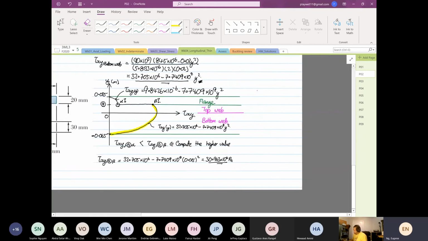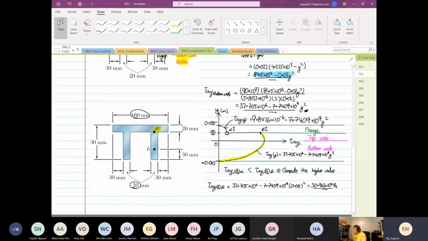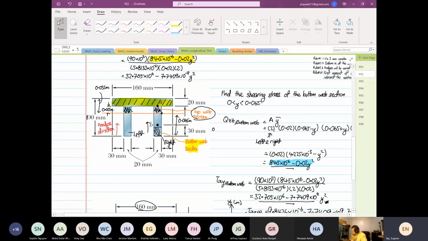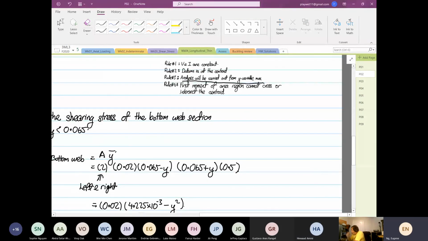Now, I don't have enough space, so I'm going to do this calculation based on the question: when you calculate Q at the top web, why do you add the area of the flange? Good question. Why did I add the area of the flange? Because the analysis starts from the Y variable maximum. Regardless of whether it's flange or web, it always starts from the maximum Y variable first, then you bring it in. This rule is very important.